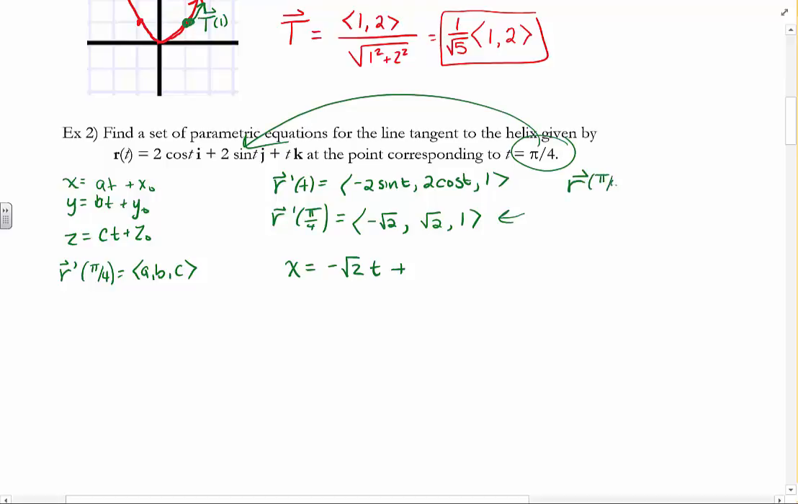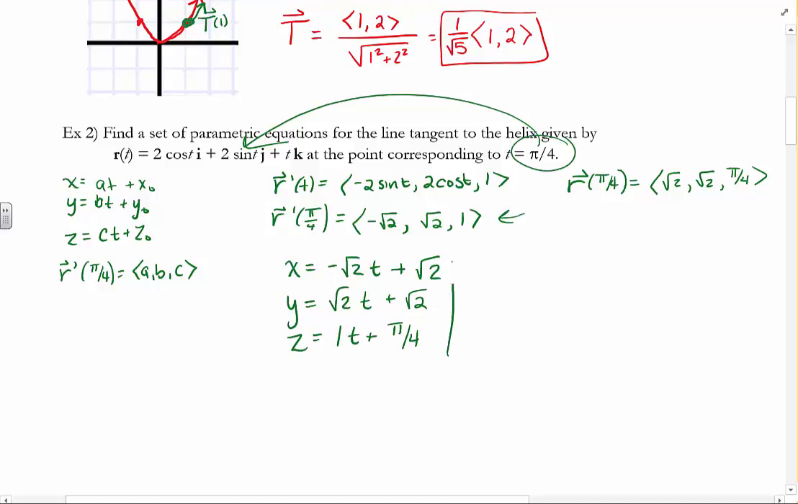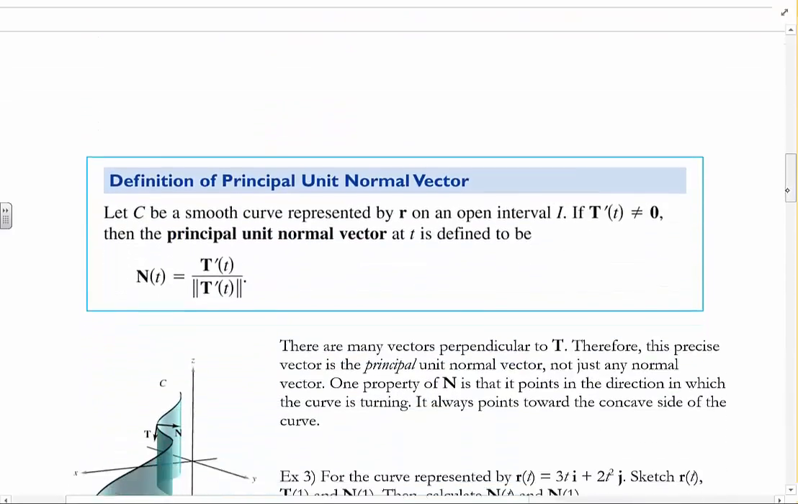So r of pi over 4 is going to be root 2, pi over 4. So x equals negative root 2 t plus radical 2, and then y equals root 2 t plus radical 2, and then z equals 1t plus pi over 4. And there's my tangent line to the helix. Okay, what else do we have here?